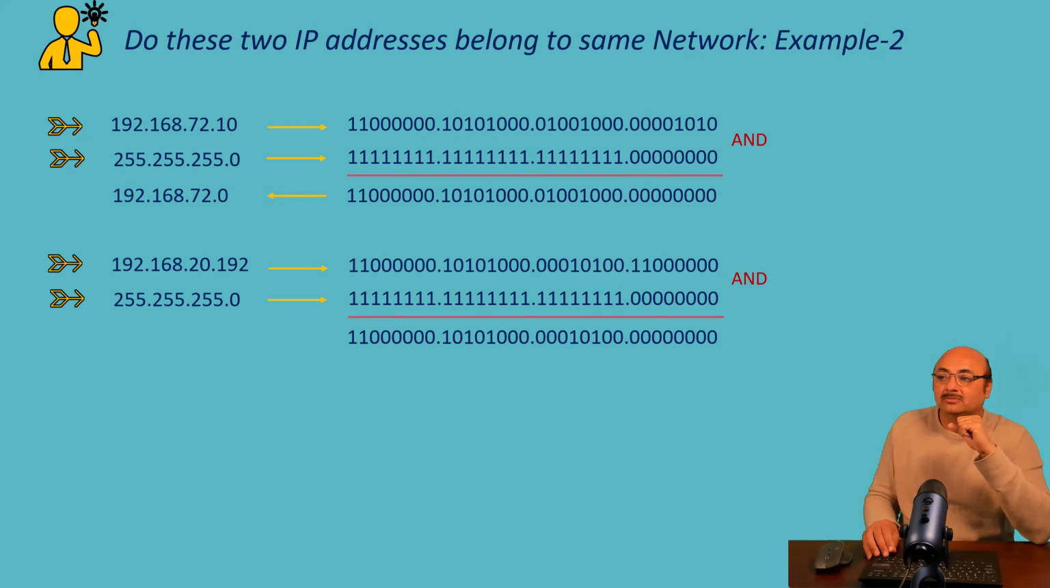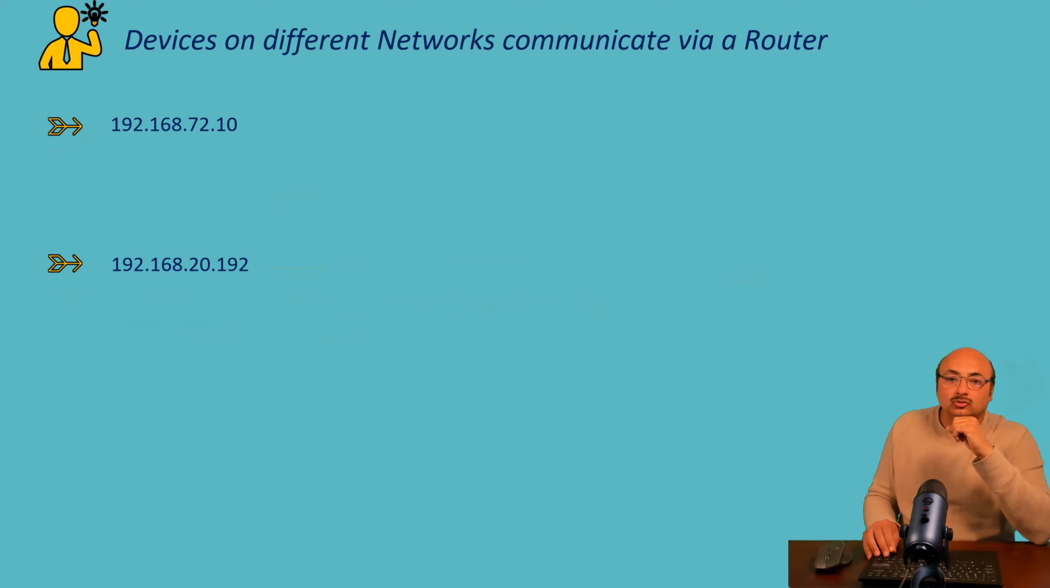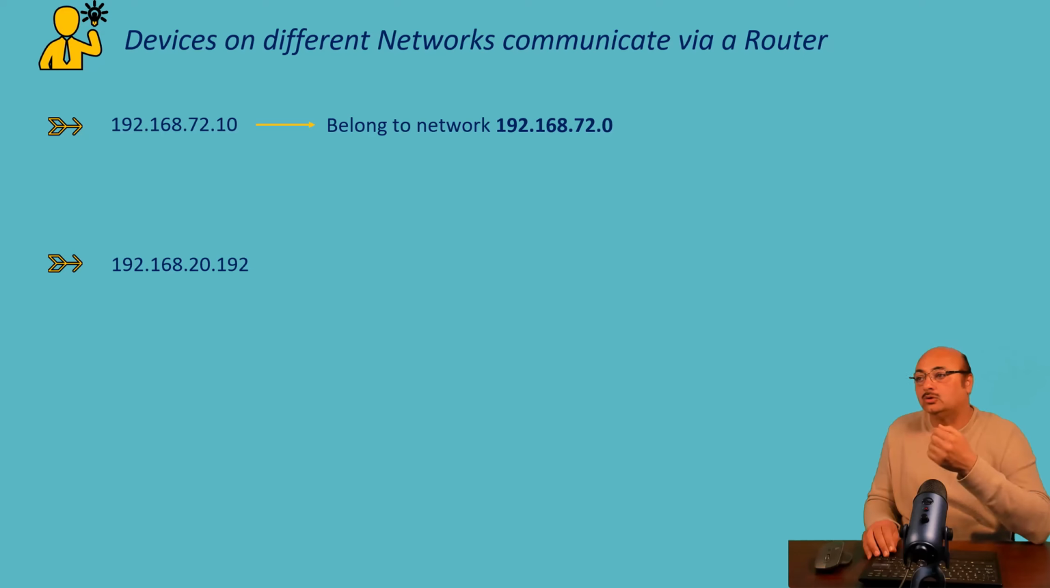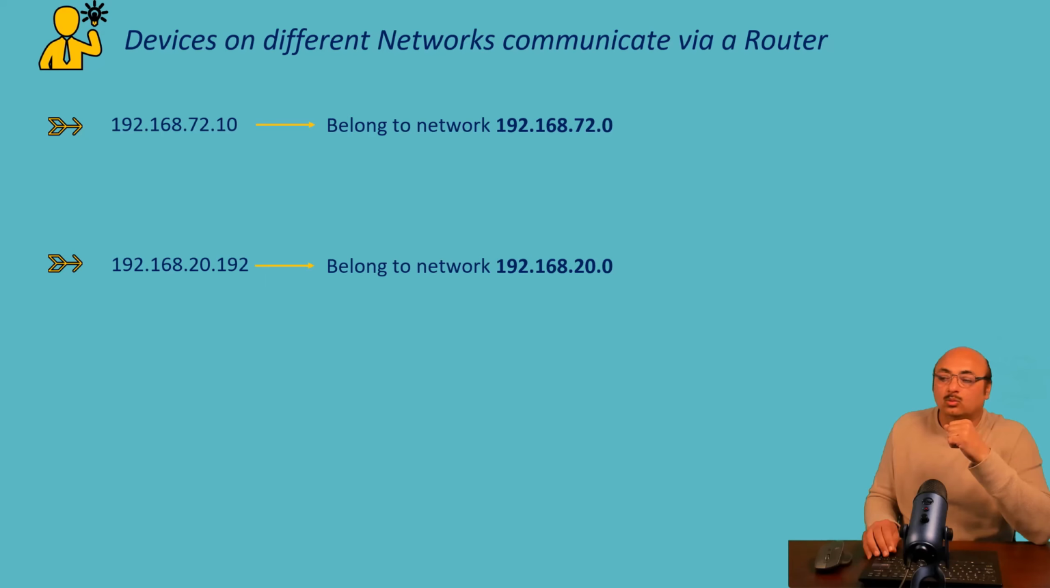So the first one has given me the network address 192.168.72.0, and the second one has given me the address 192.168.20.0 for the network part. So if we compare them, they both are different. That means these two IP addresses belong to two different networks. So the first one, that is 192.168.72.10, belongs to the network 192.168.72.0, and the second IP address 192.168.20.192 belongs to network 192.168.20.0.